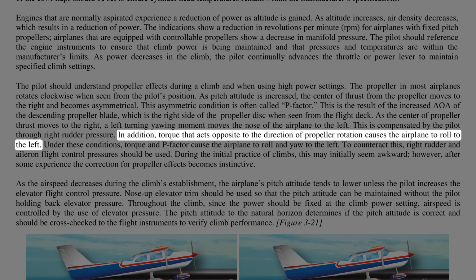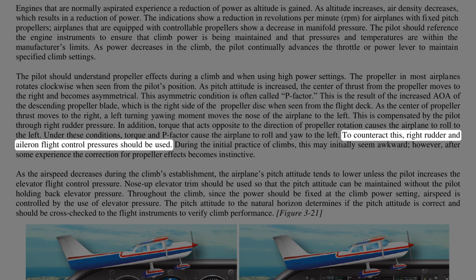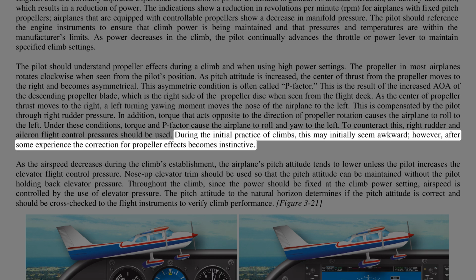In addition, torque that acts opposite to the direction of propeller rotation causes the airplane to roll to the left. Under these conditions, torque and P factor cause the airplane to roll and yaw to the left. To counteract this, right rudder and aileron flight control pressures should be used. During the initial practice of climbs, this may initially seem awkward.